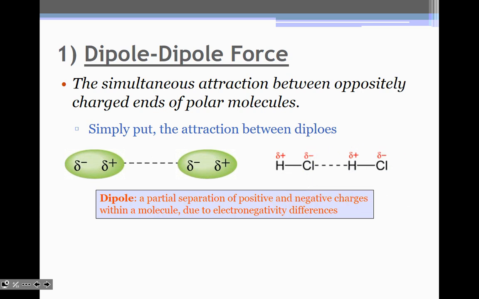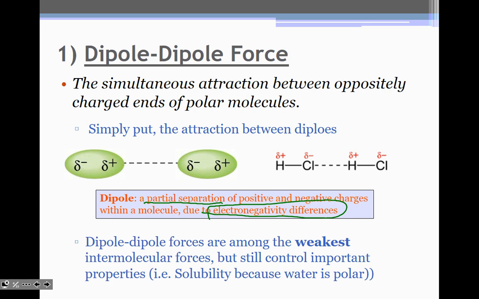So let's take a look at the definition. Quite simply, the dipole definition is a partial separation of positive and negative charges within a molecule due to electronegativity differences. So basically we're talking about that there's a negative end and a positive end, right? And these are permanent dipoles. So dipole-dipole lands somewhere in the middle in terms of strength.